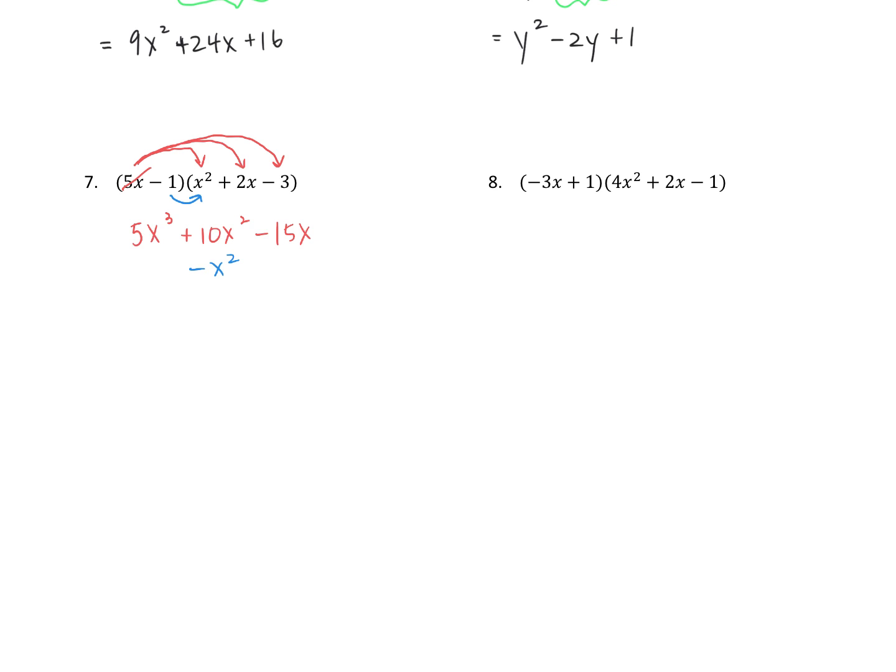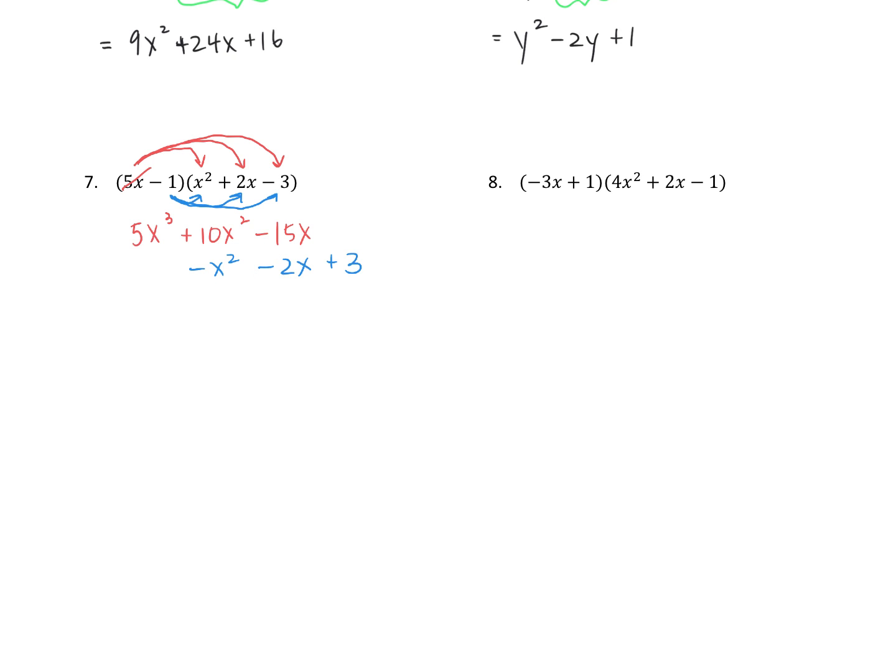Notice I'm writing the next one on a different line. I really like to color coordinate, and I really like to write it on a different line because then it's easier to check my work and see if I missed something or made a mistake. Also notice I'm indenting it a little bit because then I can put my like terms underneath each other, and it makes it really easy to just add straight down. Negative 1 times 2x is negative 2x. So again, my like terms are lined up. Negative 1 times a negative 3 is a plus 3.